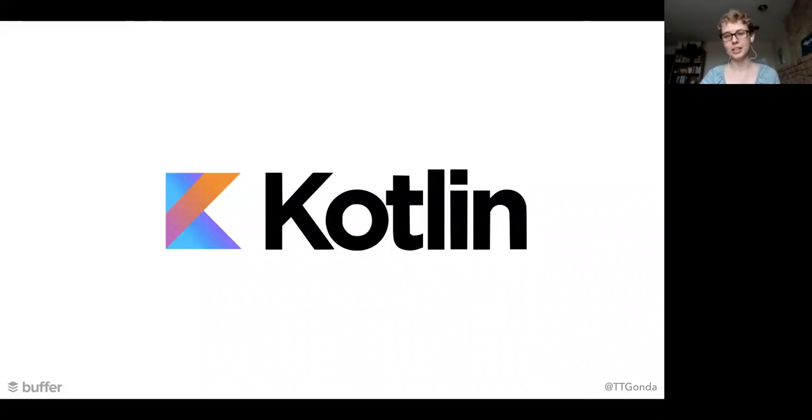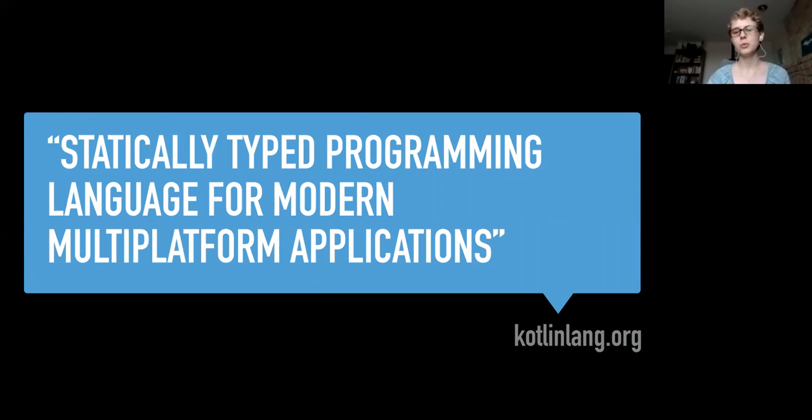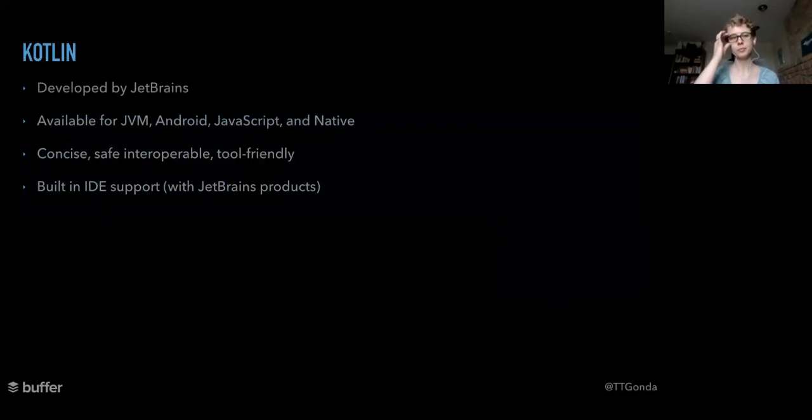So yeah, there's Kotlin. It's a language. According to the Kotlin Lang website, it's a statically typed programming language for modern multi-platform applications. When it says modern multi-platform applications, this means it's for the JVM, Android, the browser, JavaScript, native, so lots of different places. It was developed by JetBrains, by developers for developers, to take care of some of the pain points that you have when working with Java. Like I said, it's available for the Java virtual machine, for Android, JavaScript, and for native.